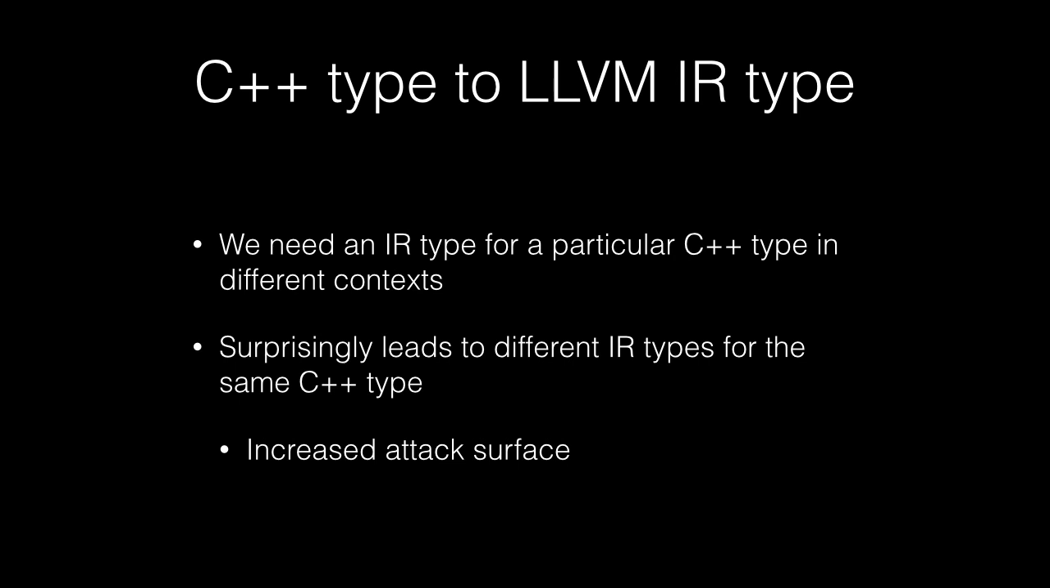If you have an LLVM function that takes arguments, we have to come up with types to describe the arguments, to describe the return type. We have to have LLVM IR types for all of the places where we have these C++ types. And it turns out that there's actually different algorithms in Clang's CodeGen to synthesize these types.